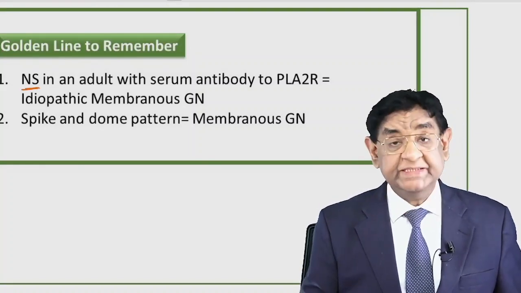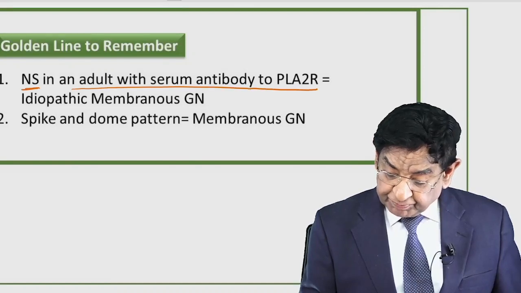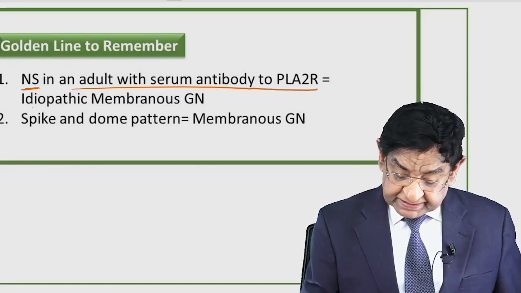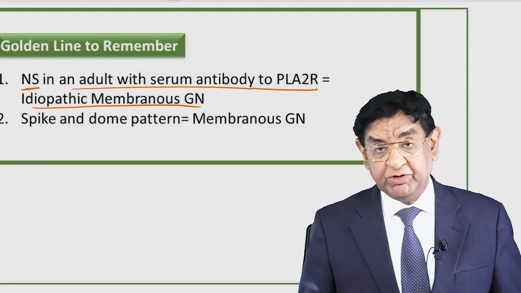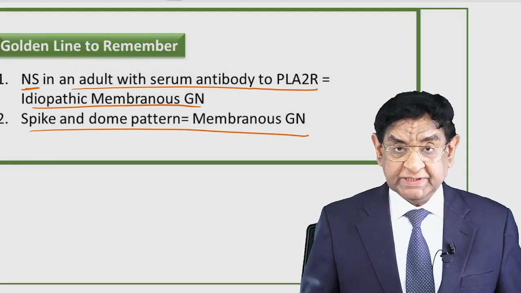Nephrotic syndrome, NS is nephrotic syndrome. In an adult with a serum antibody to PLA2R, this indicates idiopathic membranous glomerulonephritis. And the spike and dome pattern in the histopathology is again membranous glomerulonephritis.